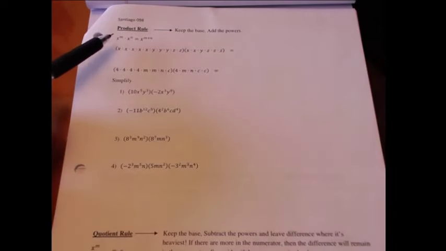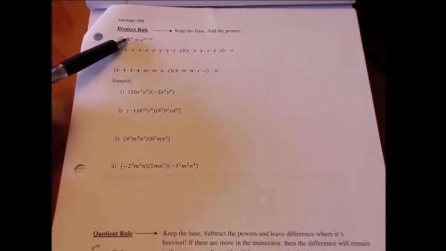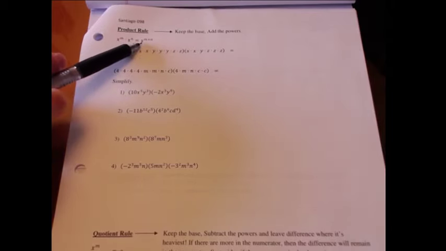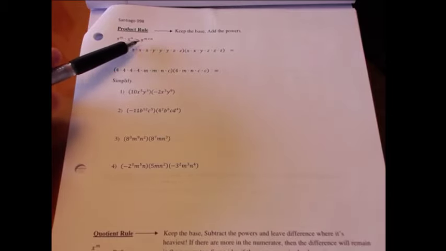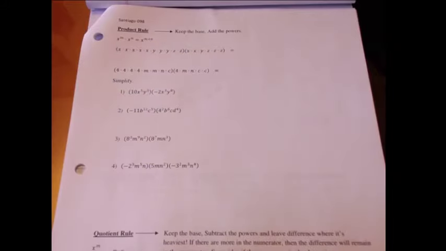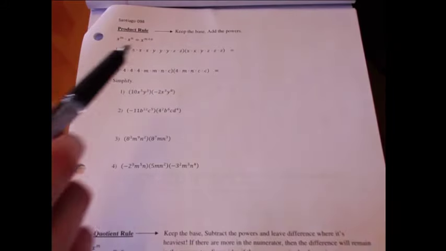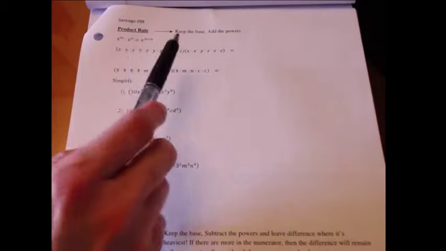So generally speaking, take a look. When we have x to the m times x to the n, all we have to do is keep the base, which is x. And notice it doesn't become 2x. Notice it doesn't become x squared. You literally keep whatever that base is, and you simply add those powers. So m plus n becomes the new exponent. Okay, so let's take a look at this example.